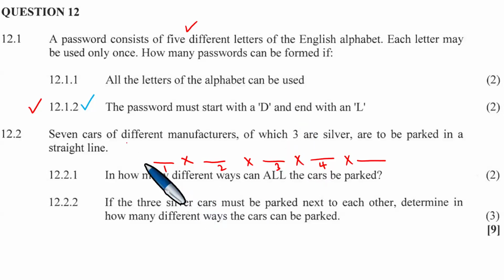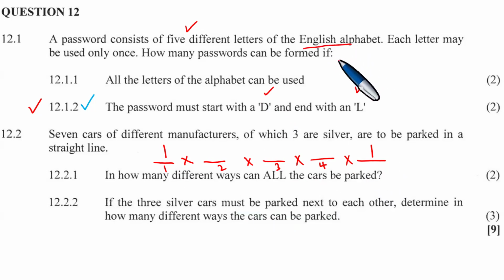Right, so now the password consists of 5 different letters of the English alphabet. Each letter may be used only once. How many passwords can be formed if the password must start with a D and end with an L? If it starts with a D, it means that D is fixed and L is fixed. So there's one choice here because we're going to have only one letter. There's also one choice there.